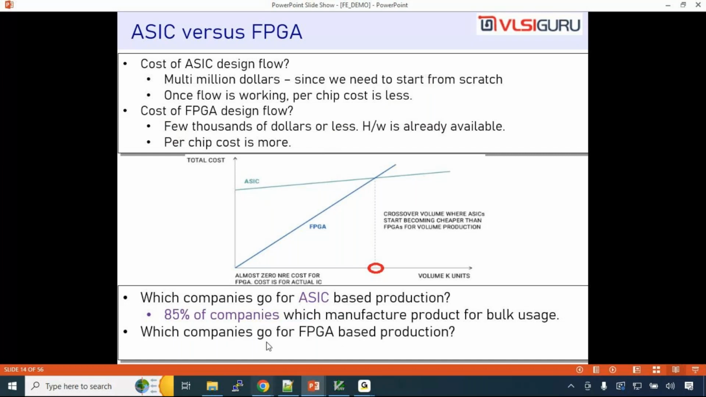Which companies go for FPGA production? Companies which manufacture for limited applications. Only government uses some specific things. Those kinds of things they may go for. But both have similar things. I mean, FPGA is not something completely different. A lot of things are common between them.